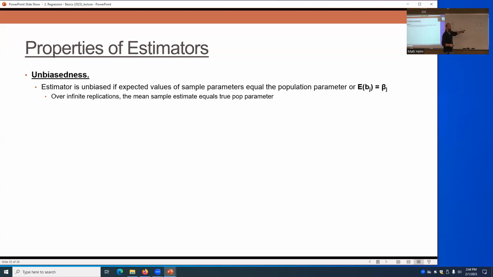But if I have an unbiased estimator, it means that the expected value of my sample parameter is equal to the population value. It's not about my individual sample. Can I be confident that my individual sample that I've drawn is equal to the population parameter? Nope, and it almost for sure isn't, right? But I know that over time, if we were to do this over and over and over again, the mean of the samples that I could draw will be equal to the population parameter. That gets at unbiasedness.